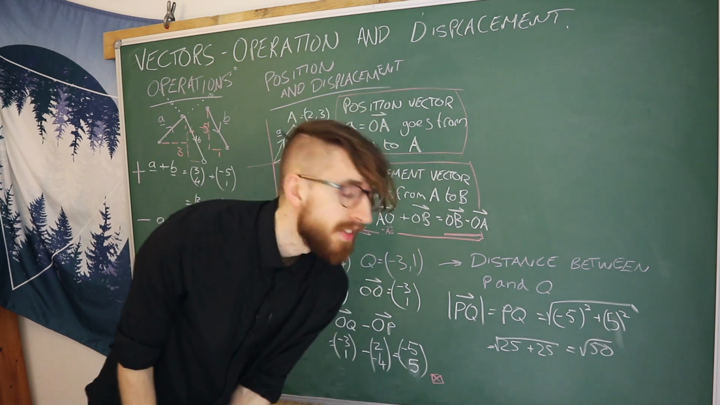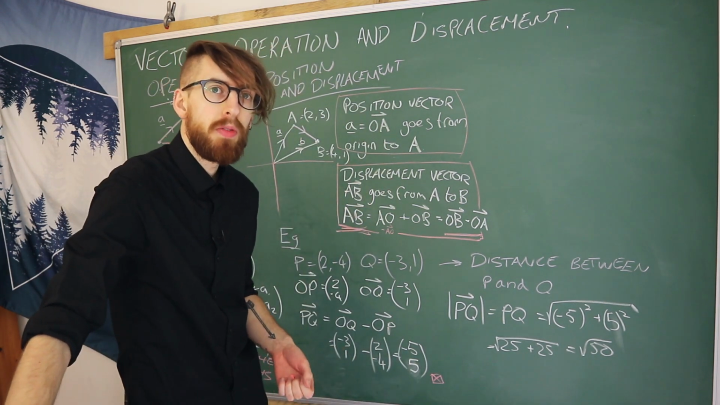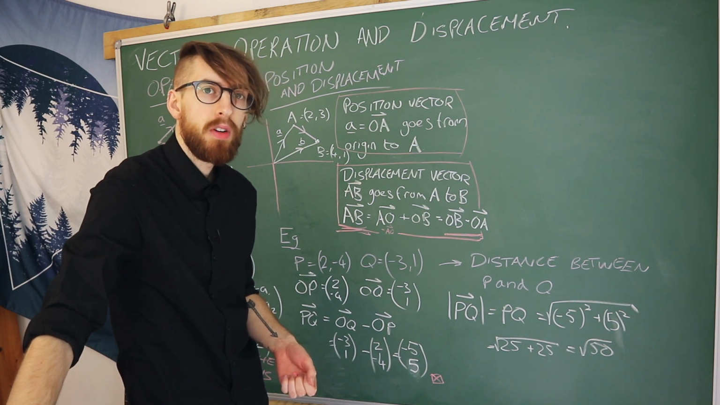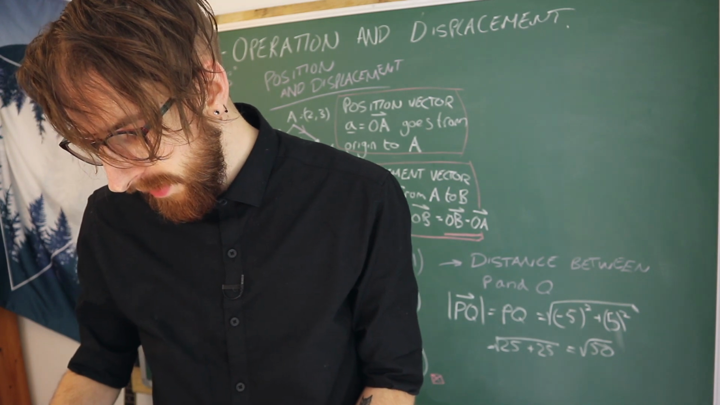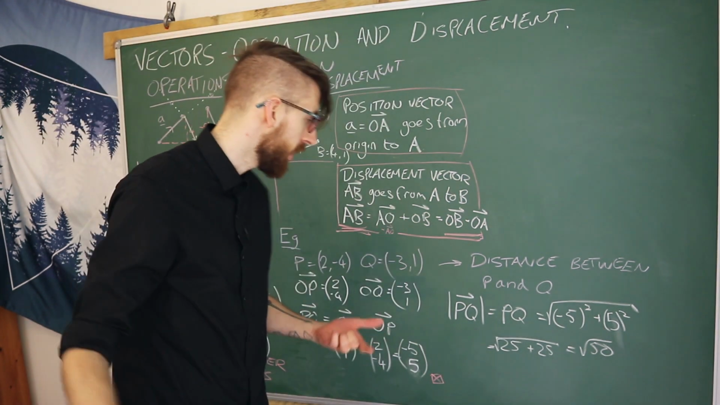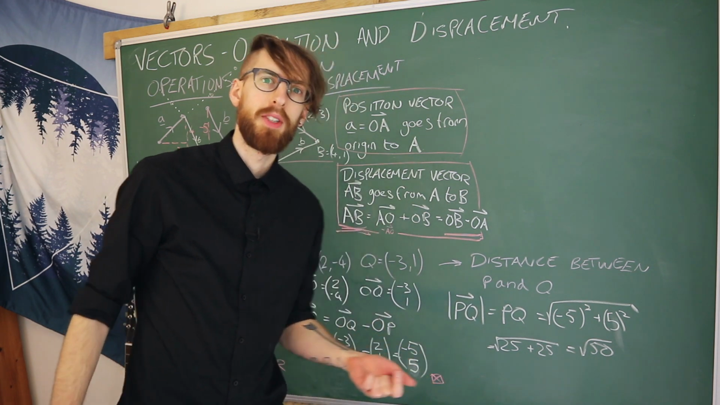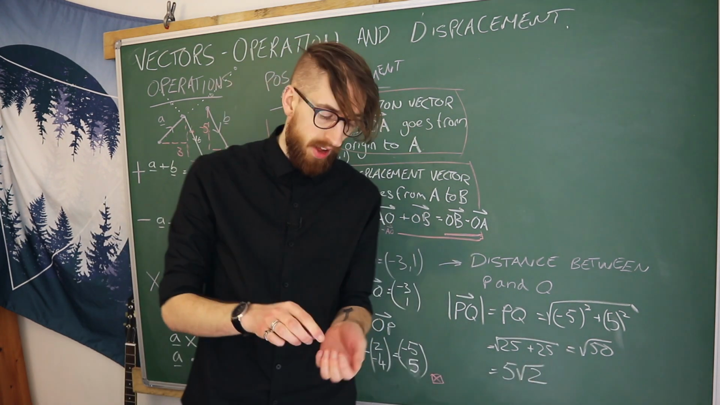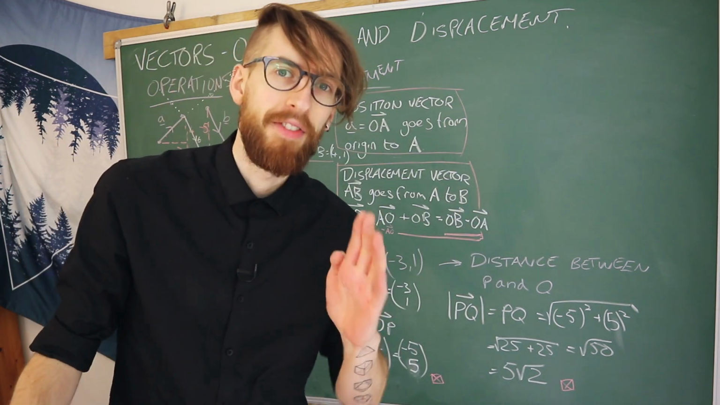So we've got root 50. Let's simplify that. Can we simplify it? Oh yeah, it's 25 times 2. And then you take the square root of 25, which is 5, so it's 5 root 2. And that's that answer.